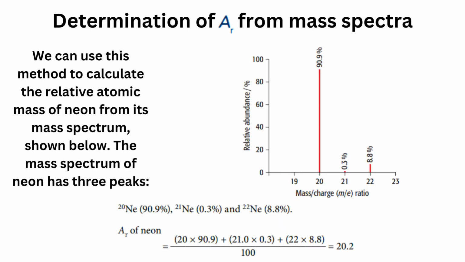We can use this method to calculate the relative atomic mass of neon from its mass spectrum shown below. The mass spectrum of neon has 3 peaks, as you can see here. Ar of neon equals (20 times 90.9 plus 21 times 0.3 plus 22 times 8.8) over 100, which is equal to 20.2.